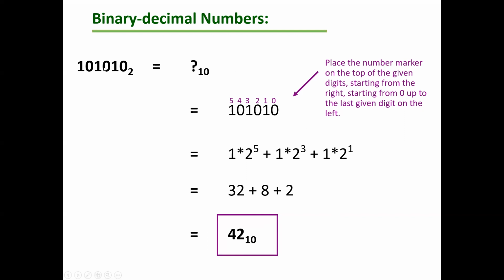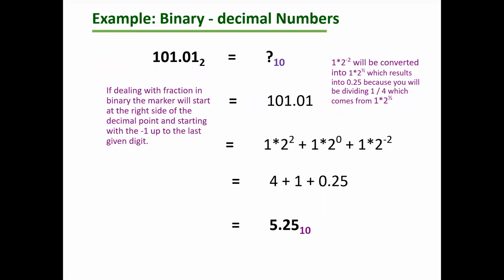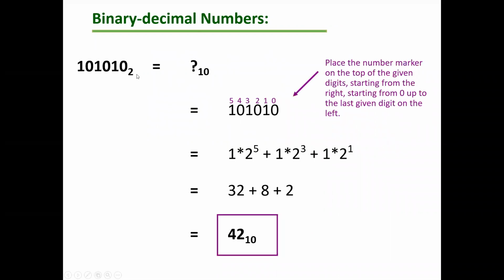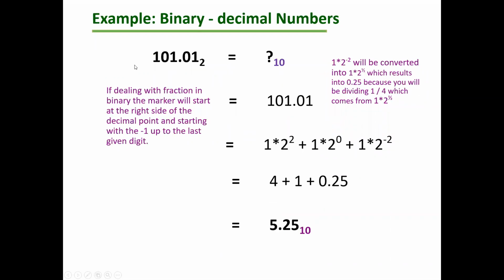So, kunin nyo muna yung given and then markahan lang ninyo starting from the right to left. Start ng marking 0, 1, 2, 3, 4, 5. Kung marami pa, continue nyo lang ng 6, 7, 8, 9, 10. Yan. Ngayon, we will follow these steps, no? Ayan, katulad nito, kung ang given naman ay may decimal, kasi kanina, whole numbers, no? Ngayon, with decimal naman, let's say ang given is 101.01 with the base 2. I-convert natin siya with decimal numbers.